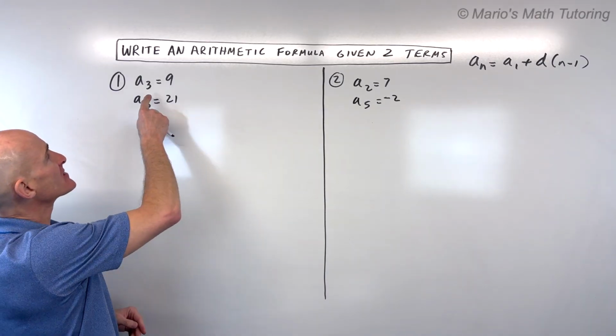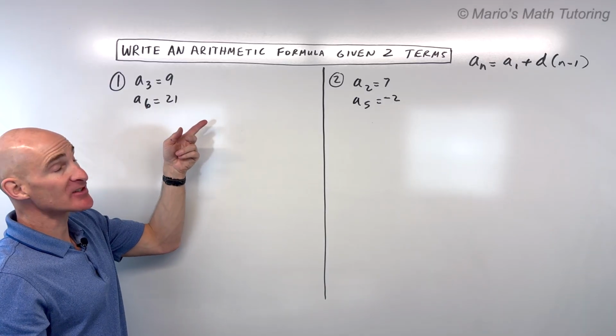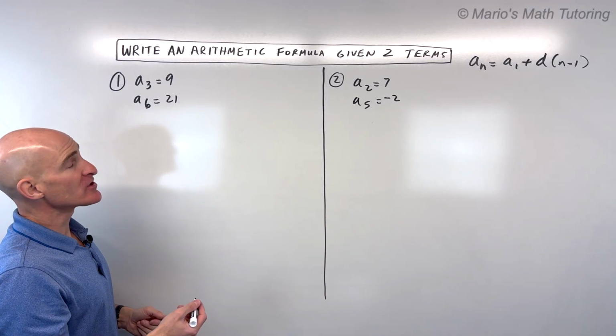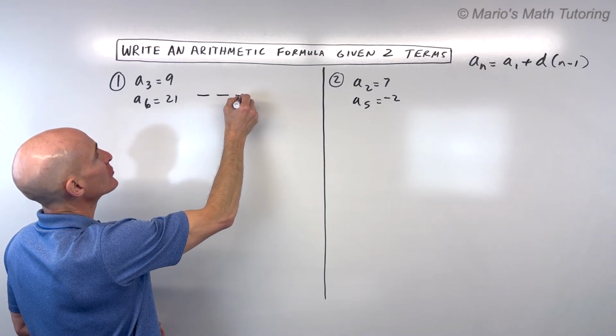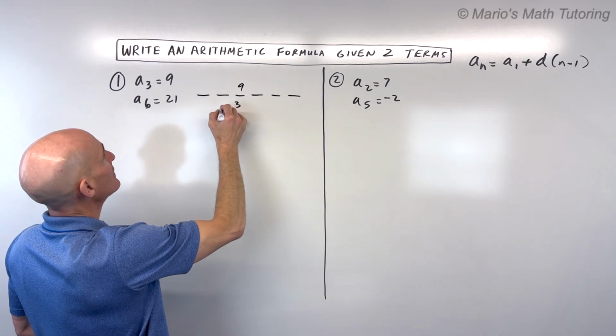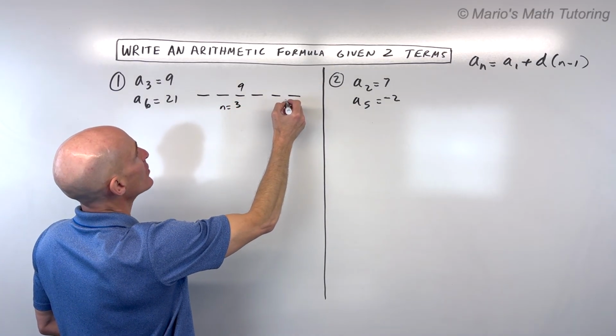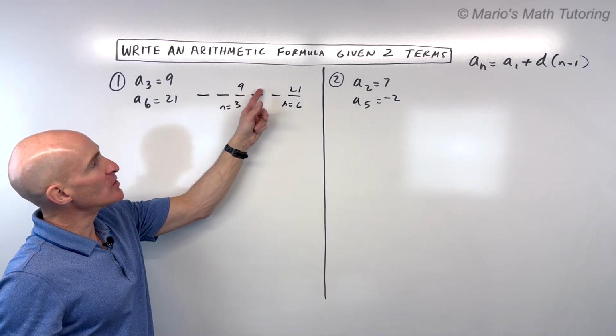So here they're telling us that the third term in this arithmetic sequence is 9, and then the sixth term is 21. There's a couple different ways to do this. You could diagram it out. You could say 1, 2, 3, 4, 5, 6. The third term is 9, and the sixth term is 21. But what we're trying to figure out is, what are we doing to get to the next term?